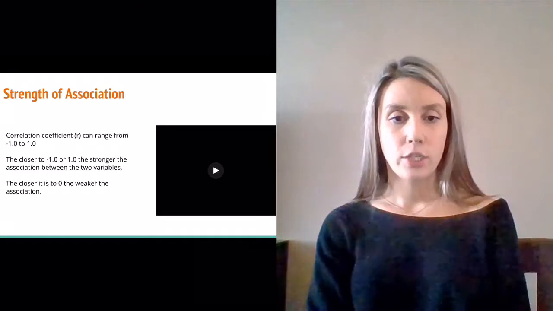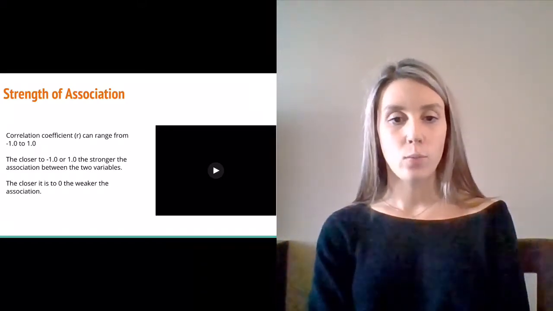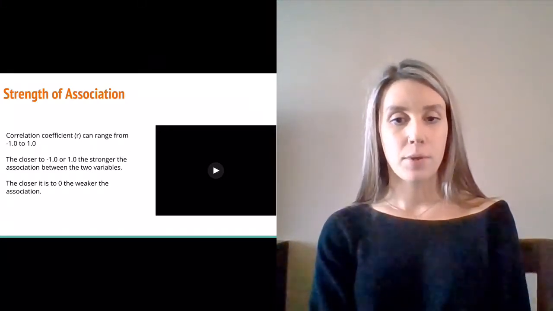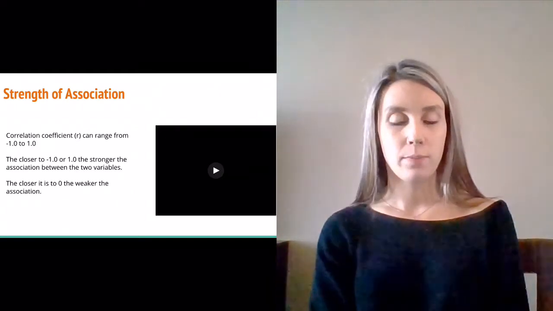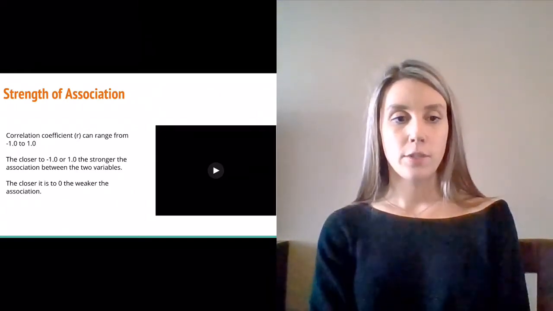The correlation coefficient ranges from -1 to 1. The closer it is to -1 or 1, the stronger the association between two variables. The closer it is to 0, the weaker the association.